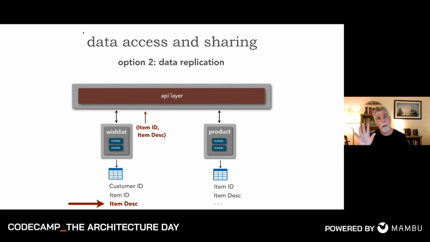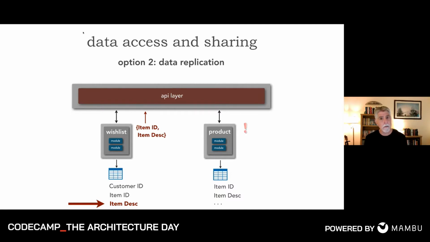However, look at the advantages. Every one of these options I'm going to show you has trade-offs. Let's analyze the trade-offs here. If I do replicate data, I have no inter-service communication, which means I don't have any fault tolerance issues, I don't have any scalability issues, and I've increased performance.